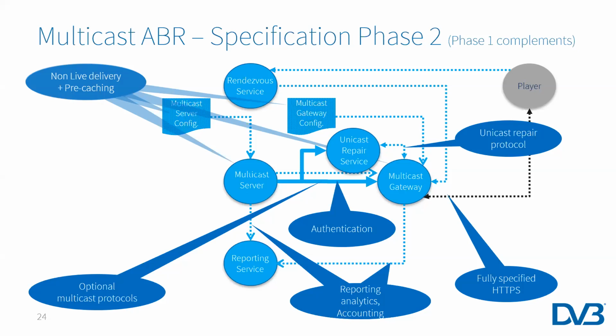We will probably have a specific extra unicast repair protocol. We want to add authentication between the multicast gateway and the multicast server, which doesn't exist today. Maybe we will have a new optional multicast protocol that can be helpful in particular situations. We want to add a reporting service. We have the basics today in phase 1, a very tiny specification for allowing that, but we didn't specify a full protocol at all, or what kind of data we want to report. And we want to add a fully specified HTTPS section.